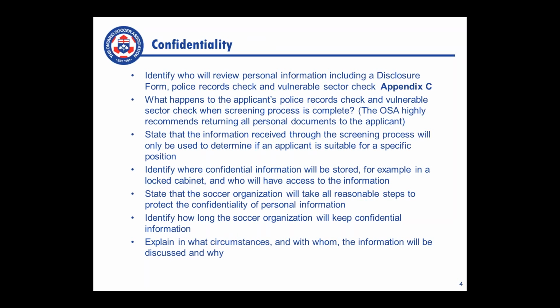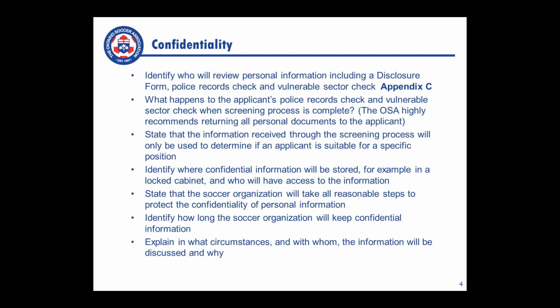Agenda item number 2 is confidentiality. As you know from the past, it is up to the organization to protect personal information that is gathered. I thought it would be beneficial tonight to review a few key points. All organizations should have procedures that, number 1, identify who will have access to personal information. For example, only the selection panel. Number 2, does the organization keep the police records checks, or are they returned to the individual? The OSA highly recommends returning all personal documents to the applicant, in particular the PRCs, and especially if there are any infractions. Number 3, state that the information received through the screening process will only be used to determine if the applicant is suitable for a team official position. For example, you would not use this information for or against anyone involved in a discipline case.